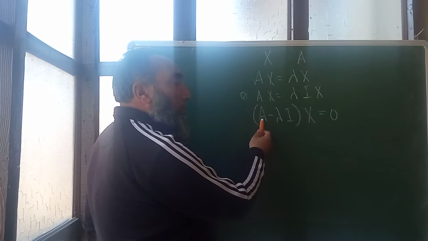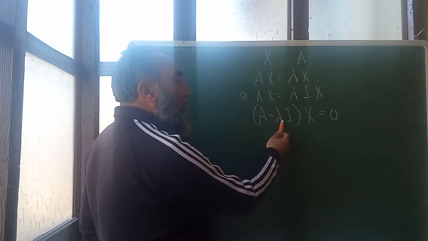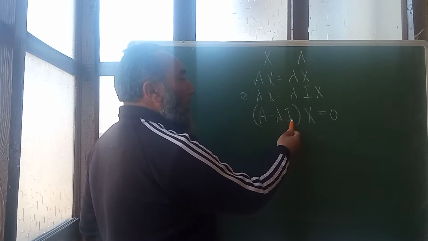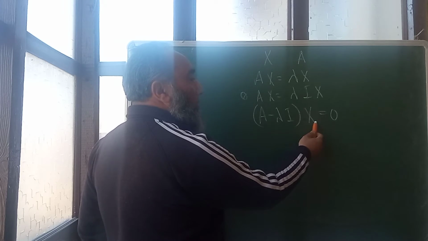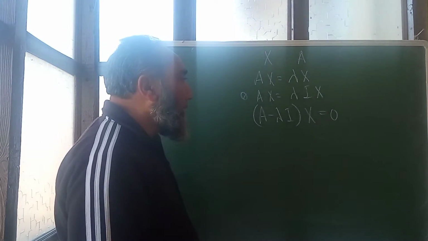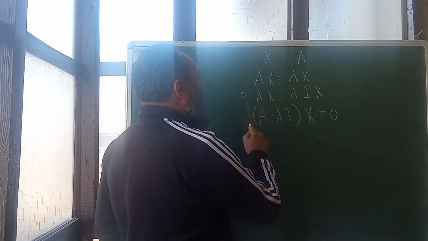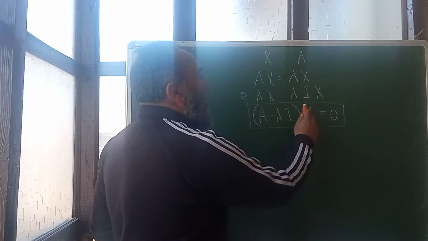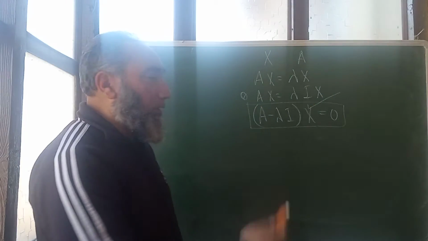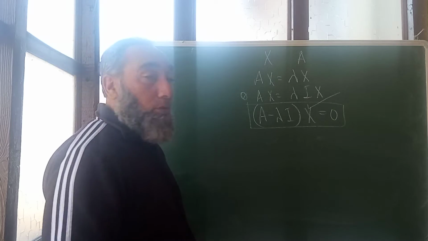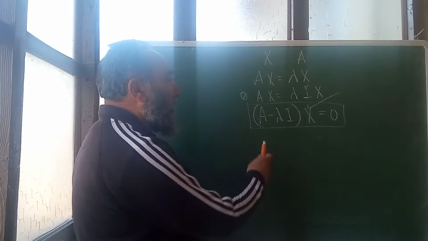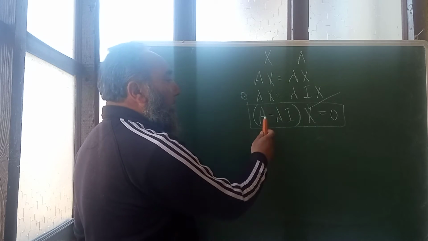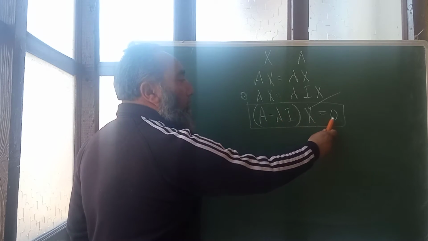A is a square matrix of order n by n. Lambda is the eigenvalue. I is the unit matrix. X is the column vector, which is known as the eigenvector, and 0 is the zero matrix. So, a non-zero column vector x is said to be an eigenvector of a square matrix A if it satisfies this equation, A minus lambda I into x is equal to 0, because 0 is always a solution.